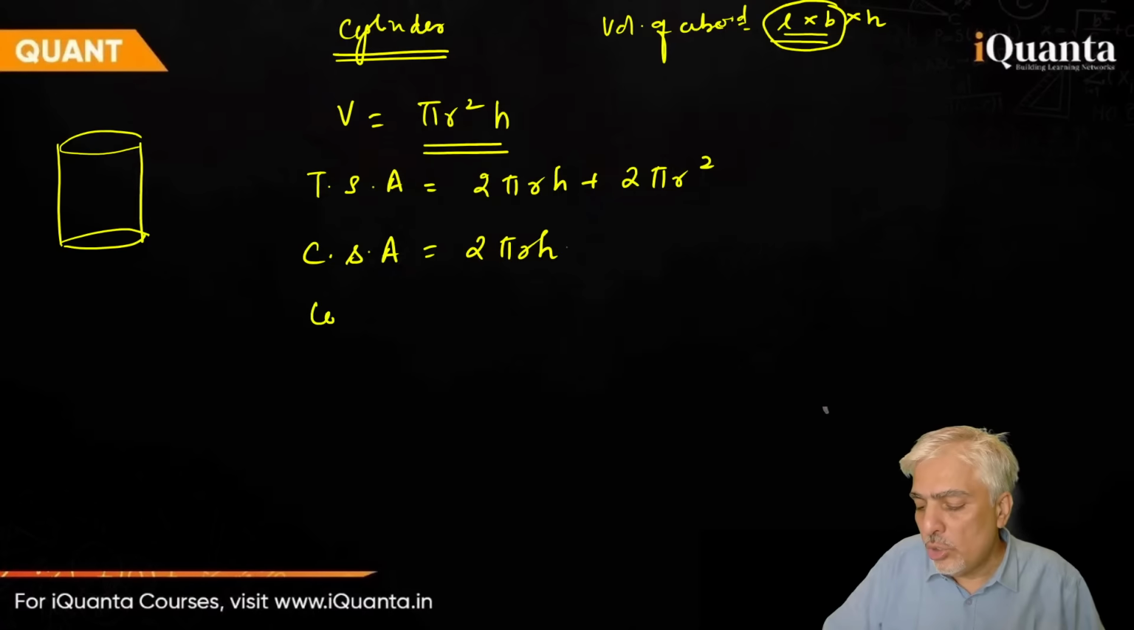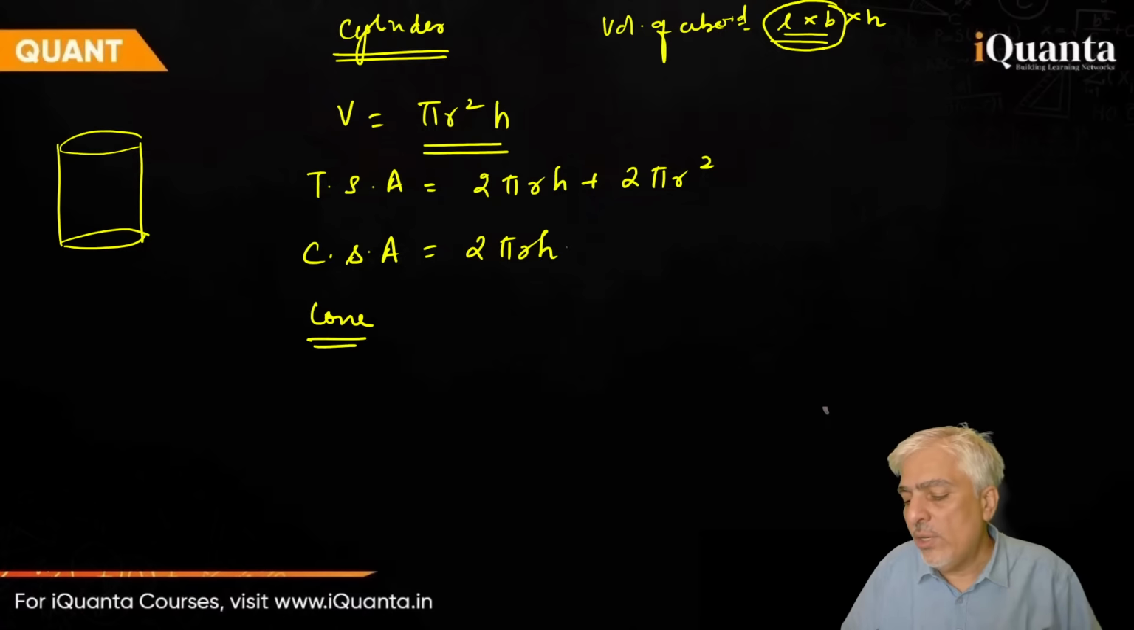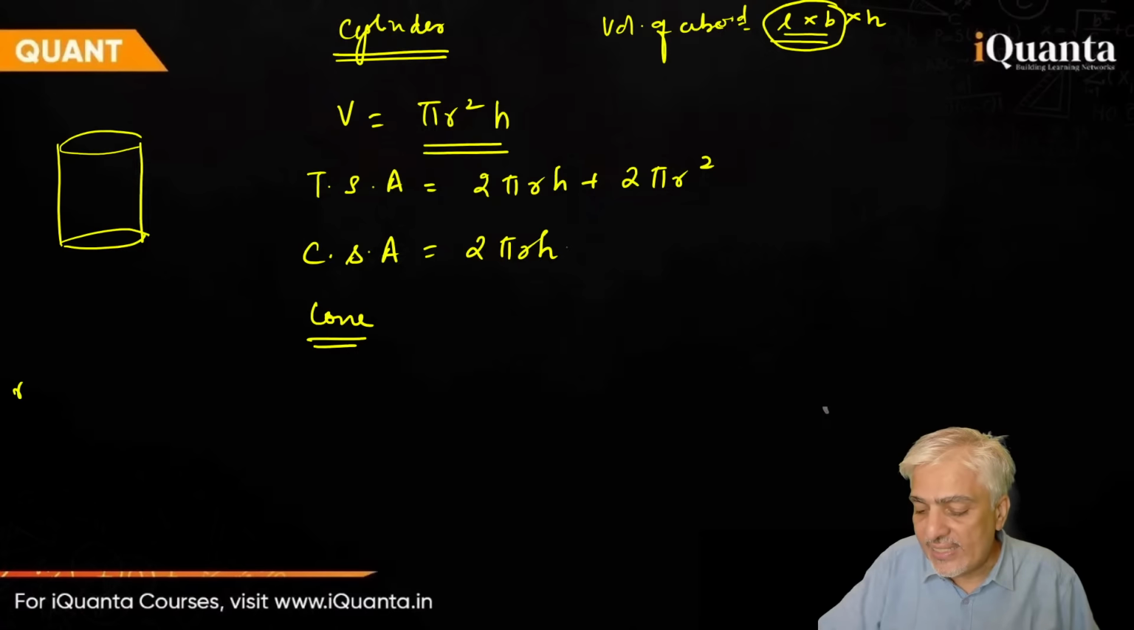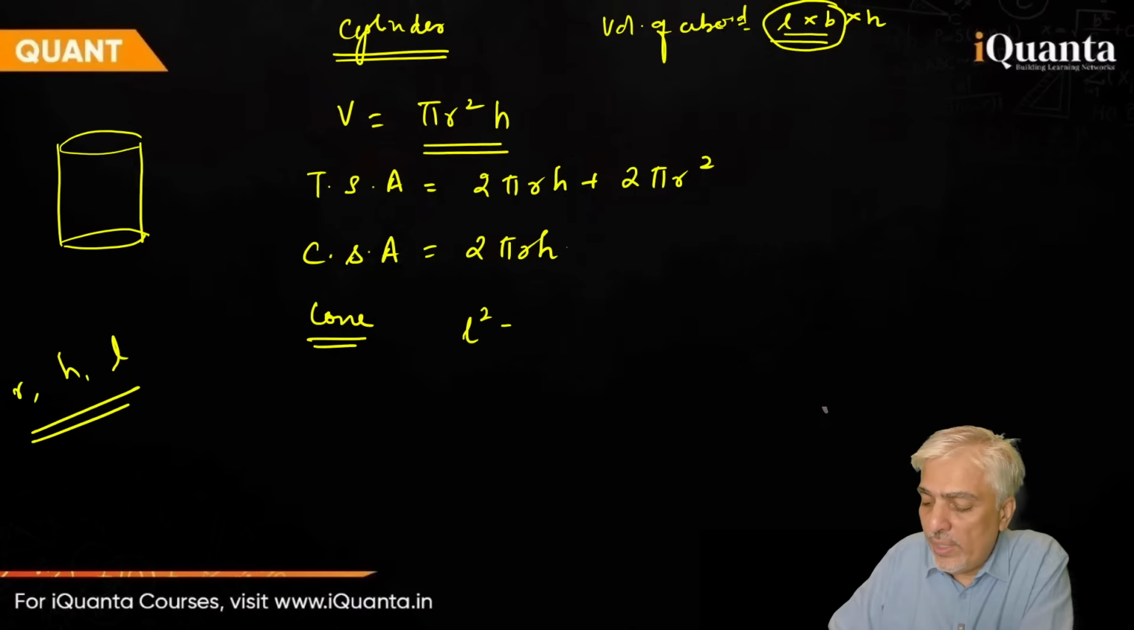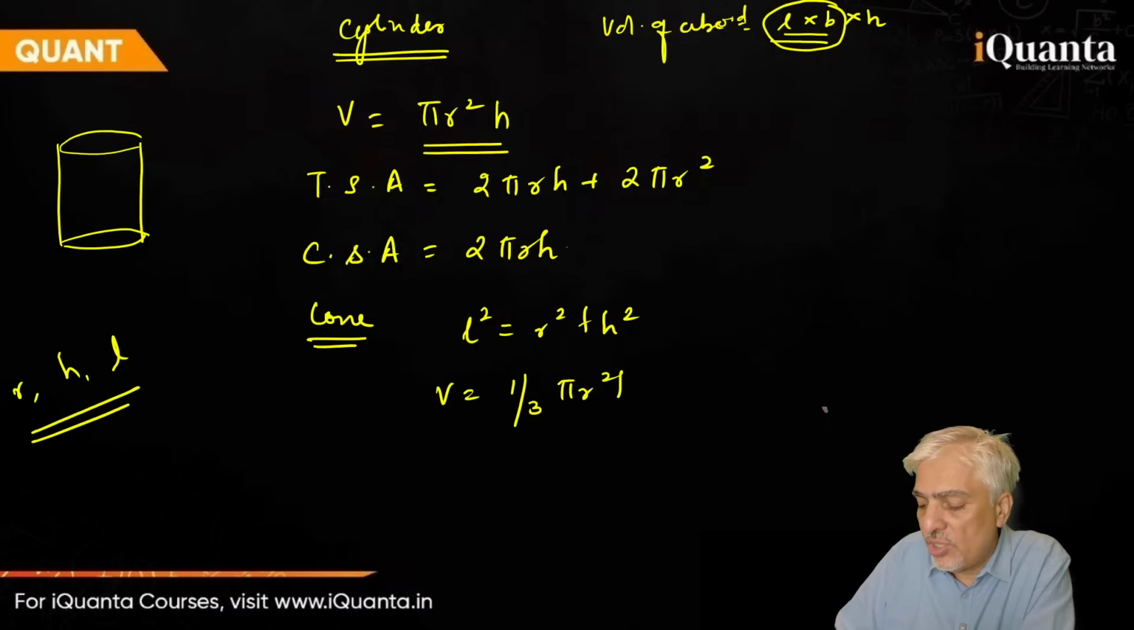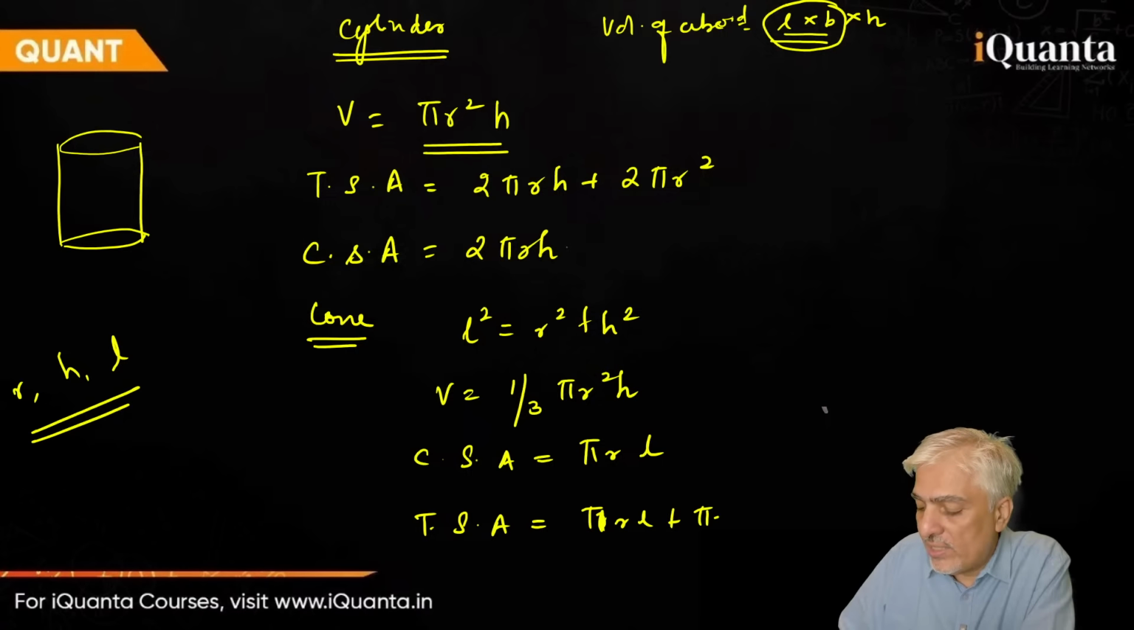Same things for cone you should know. In a cone, there is only one extra thing: there is radius, there is height and there is slant height, where L square is r square plus h square. Volume is 1/3 pi r square h. Curved surface area is pi r L. And total surface area is pi r L plus pi r square.